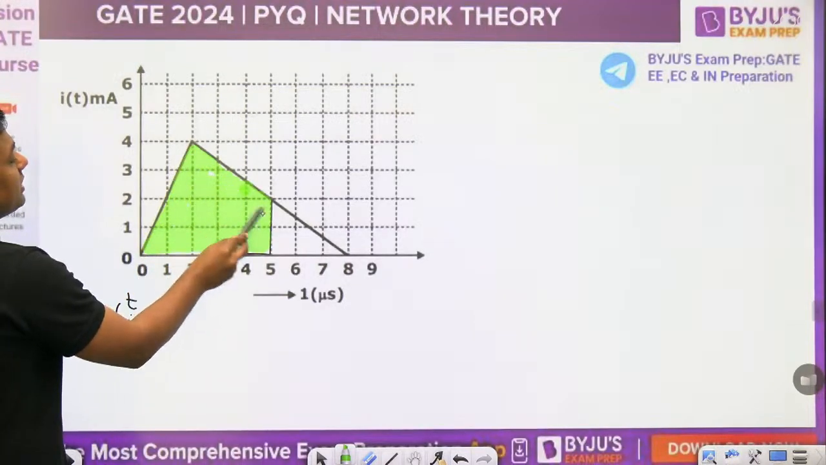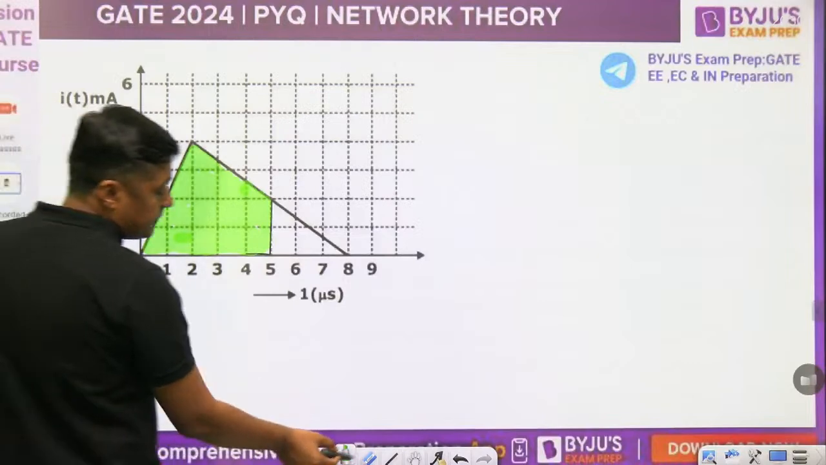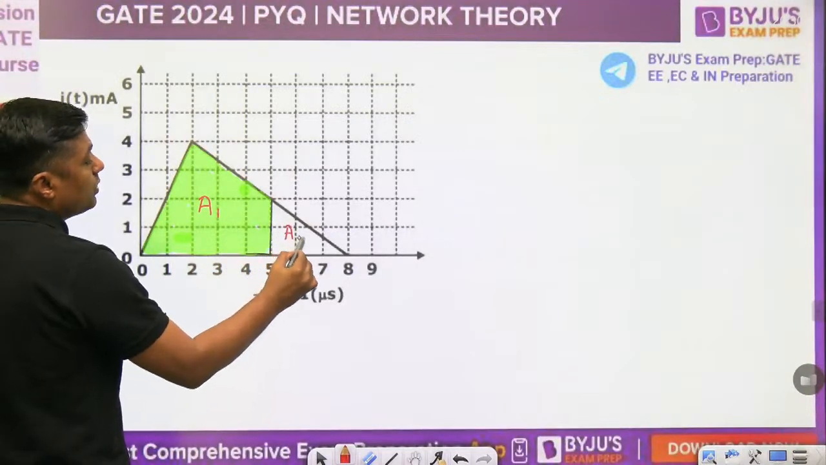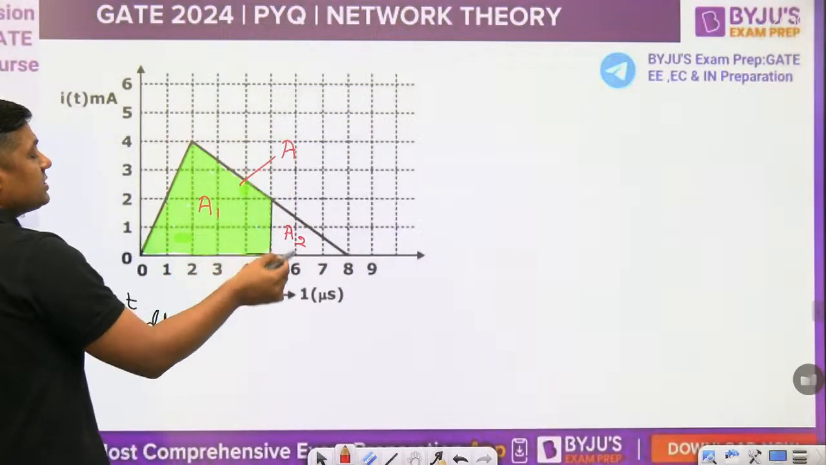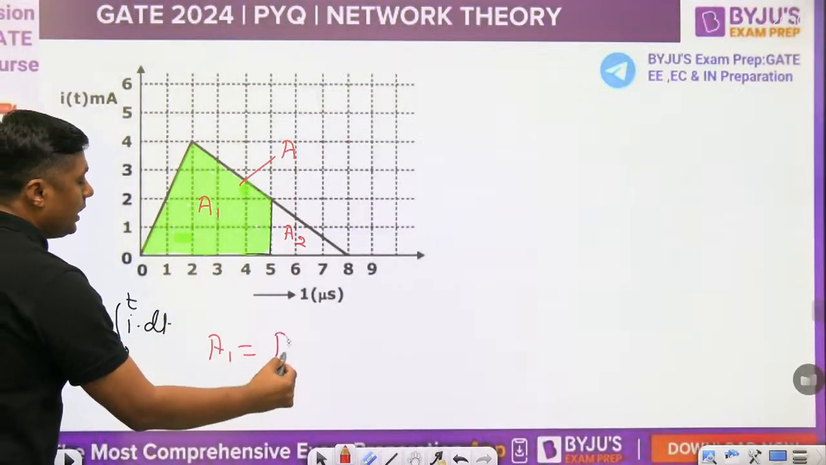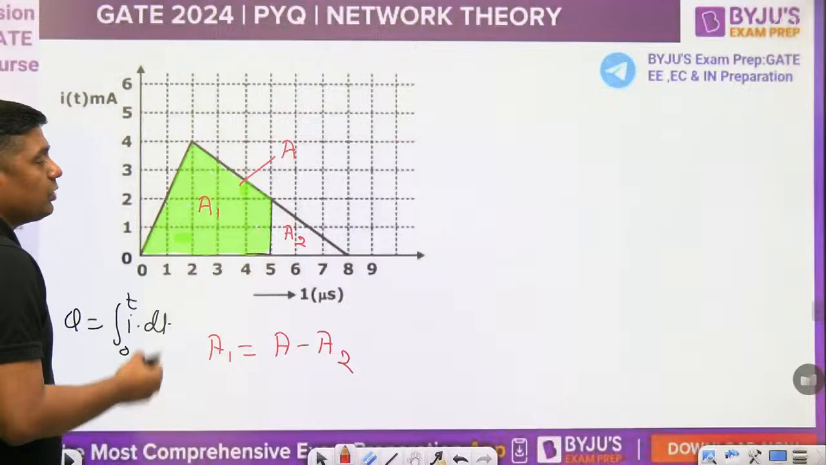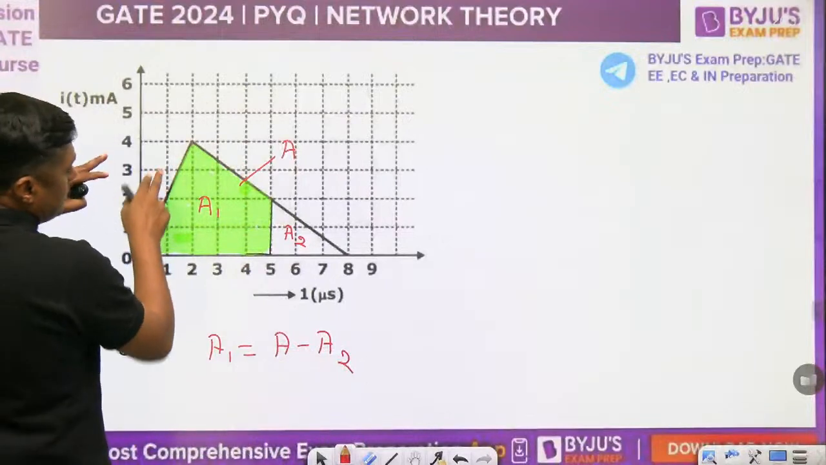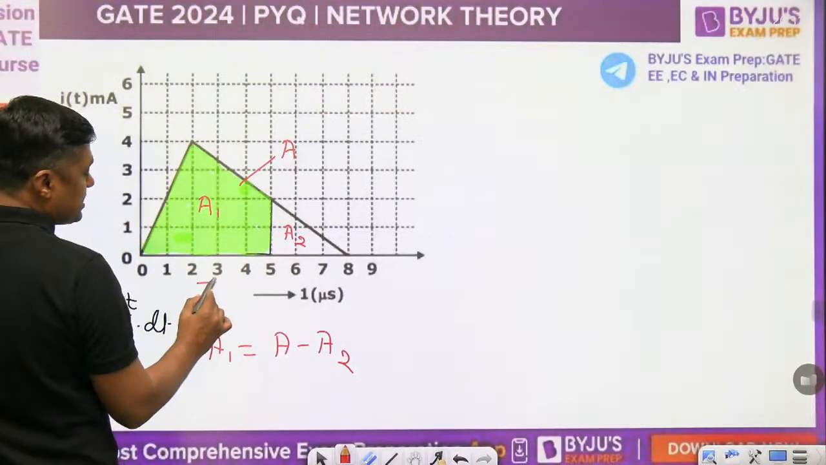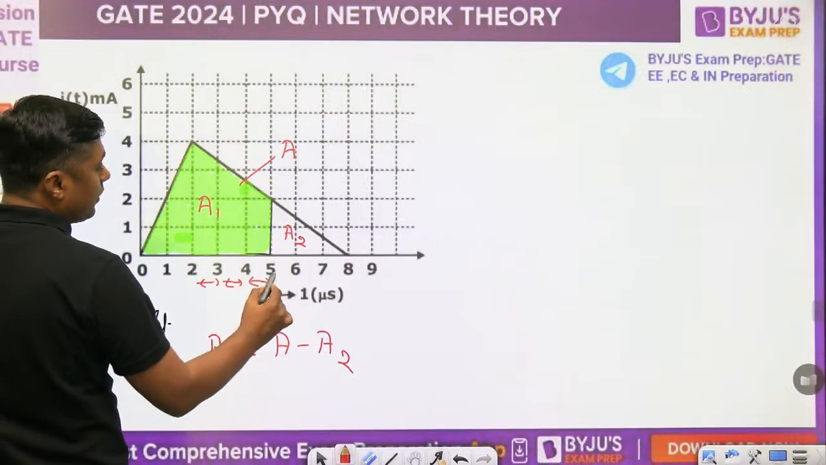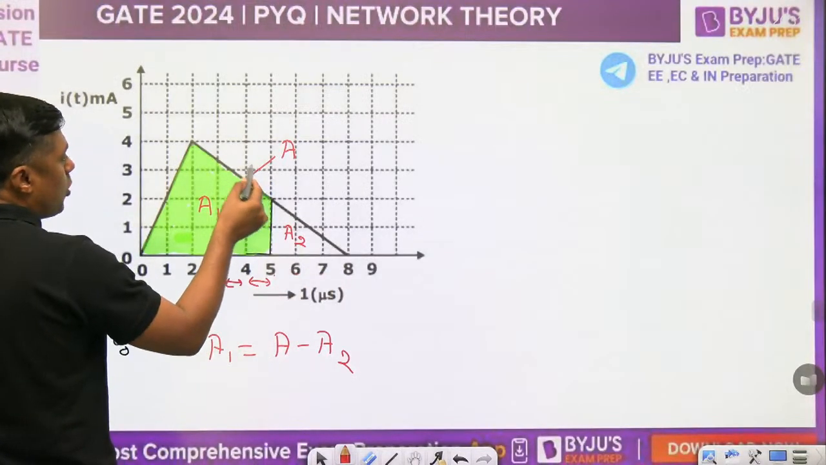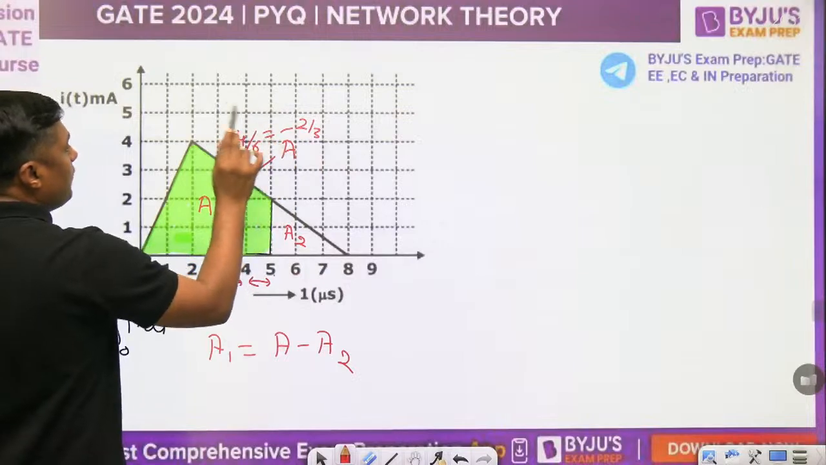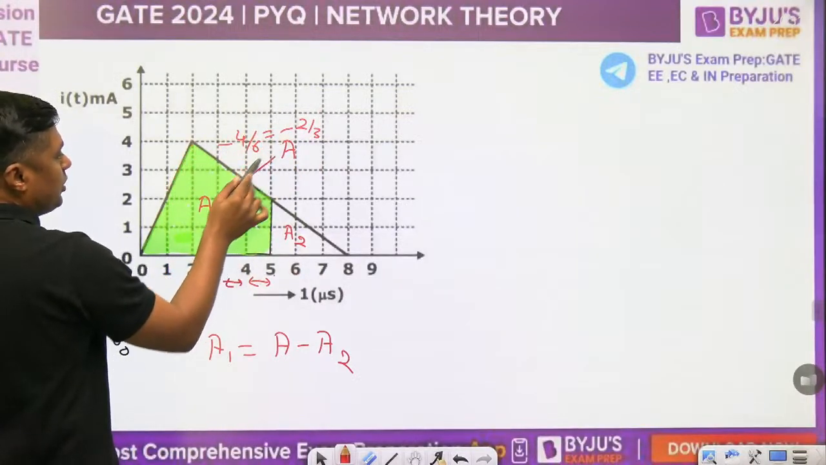A very easy method to find the area is this: A1 is required, and there is A2. Let the total area be A. A minus A2 will give you A1, because it is very easy to find the area of a triangle. Now watch this: 2, 3, 4, 5. What is the step size? 1, 2, 3, 4, 5 and 6. Already I have given the slope of this line, 4 by 6, that is minus 2 by 3. So if in one step it reduces by 2 by 3, then in 2 steps 4 by 3.